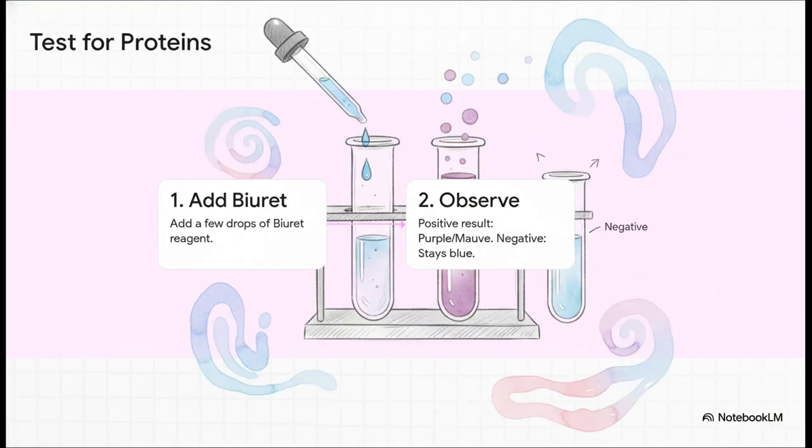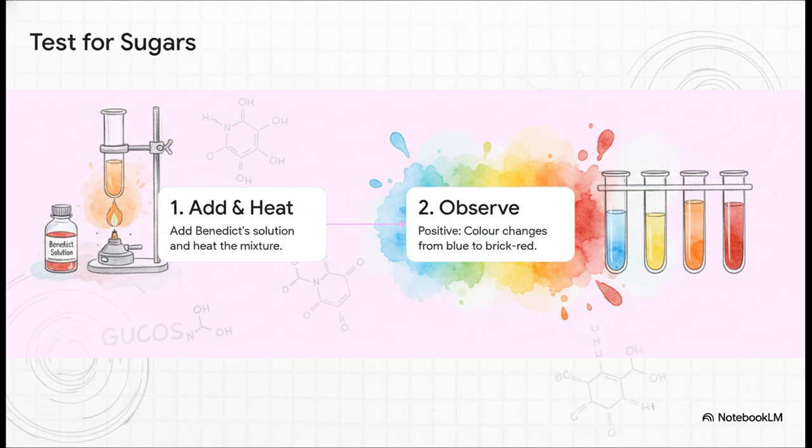Okay, next on the list, proteins. For this, you're using Biuret reagent. If that blue solution turns purple or mauve, you've got protein. What's actually happening is the reagent is reacting with the bonds between amino acids. So you're literally seeing the building blocks of protein. How cool is that?